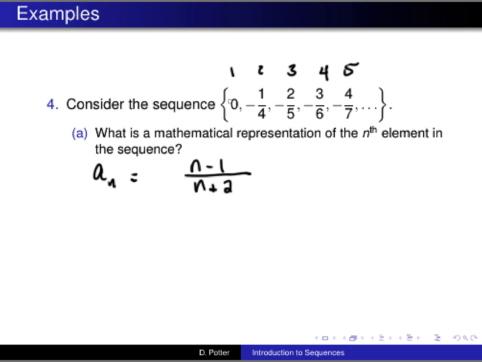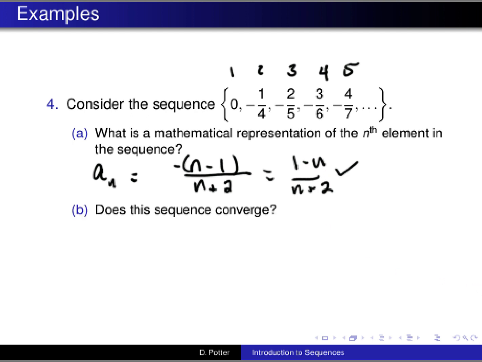But I have this feature that I've got a minus, so this would be minus n minus 1, or maybe more naturally distribute it through. That's 1 minus n over n plus 2. There's my sequence representation. Pretty straightforward. It's very direct. It's not recursive. Does this sequence converge? Well, let's take a look at the limit.